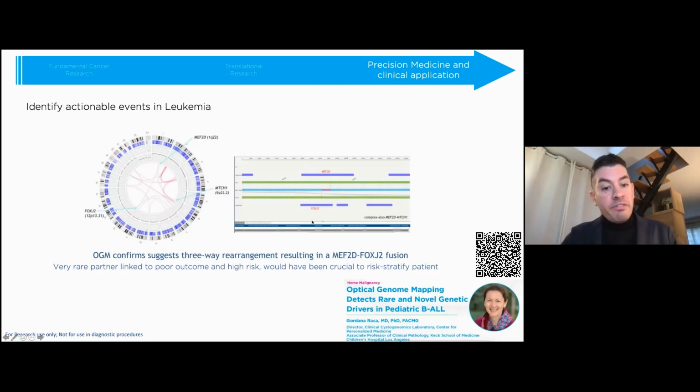MEF2D fusions define a specific subtype of B-ALL, and FOXG2 is a very rare partner described only once, explaining why it was not part of their NGS panel and why it was missed in their initial comprehensive testing. And this fusion was confirmed by RNA-seq.